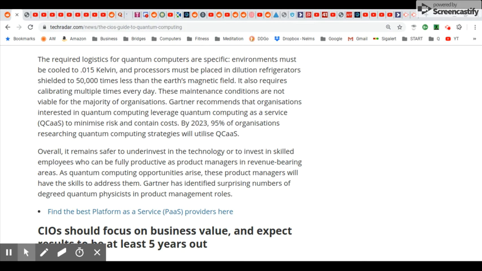Gartner recommends that organizations interested in quantum computing leverage quantum computing as a service, QCaaS, to minimize risk and contain costs. By 2023, 95% of organizations researching quantum computing strategies will utilize QCaaS. Overall, it remains safer to underinvest in the technology or to invest in skilled employees who can be fully productive as product managers in revenue bearing areas.